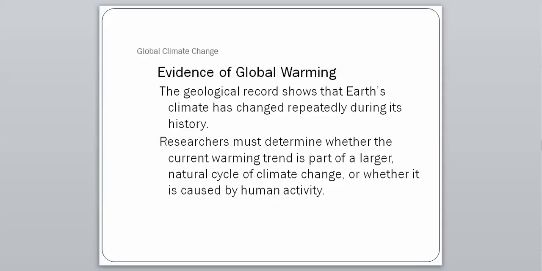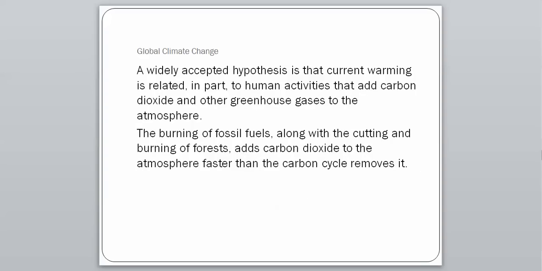And researchers must determine whether the current warming trend is part of a larger natural cycle of climate change or whether it's caused by human activity. So is it just the Earth going through its normal motions, or is this solely because of humans? And a widely accepted hypothesis is that the current warming is related in part to human activities that add carbon dioxide and other greenhouse gases to the atmosphere. So we've mentioned those before in our last chapter.